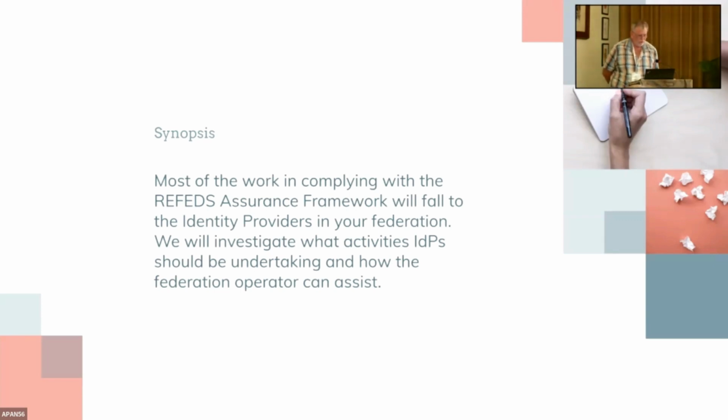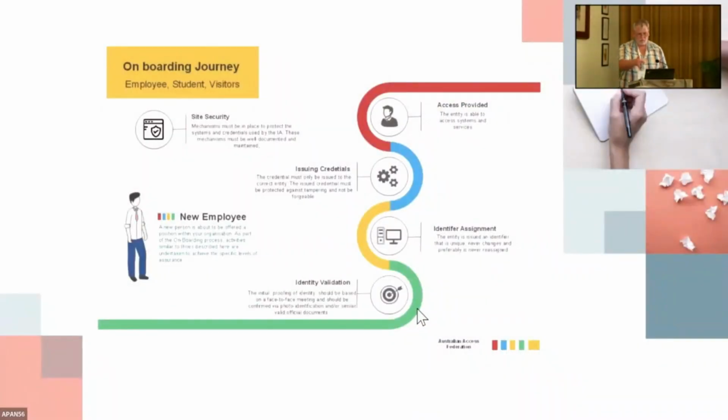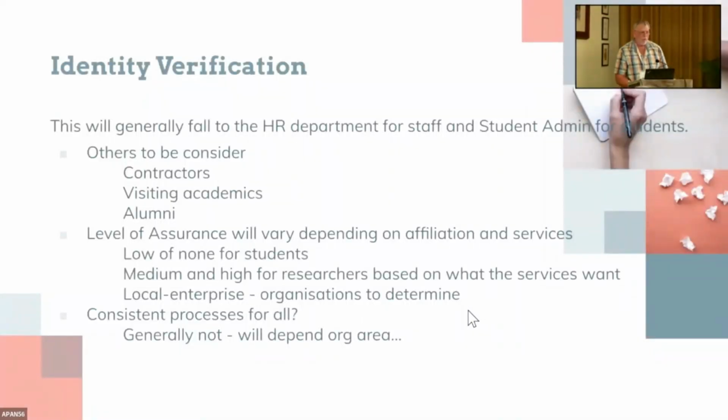So this short talk's really about who's going to be doing all the work. Most of the work with complying with the REFEDS assurance framework will fall to the identity providers in your federation. So we'll investigate what activities IDPs should be undertaking and how the federation operators can assist. We've seen this onboarding journey. I won't go through that again, but we'll go into more detail.